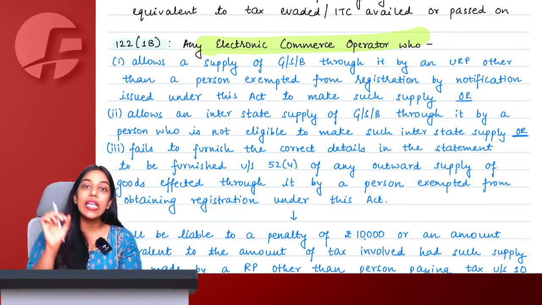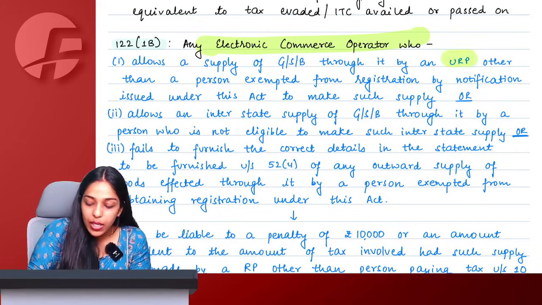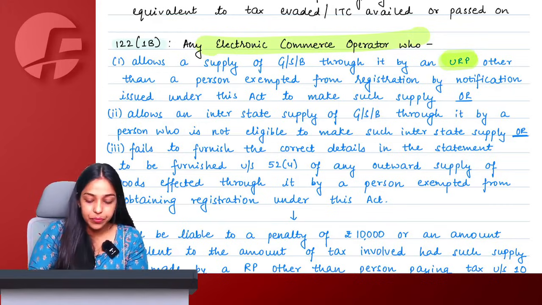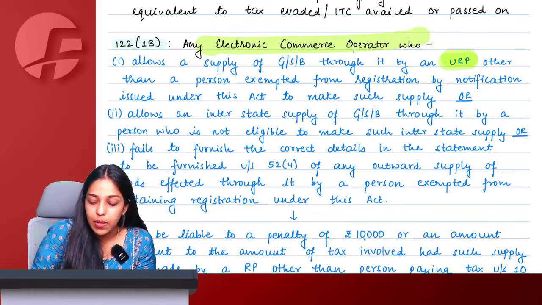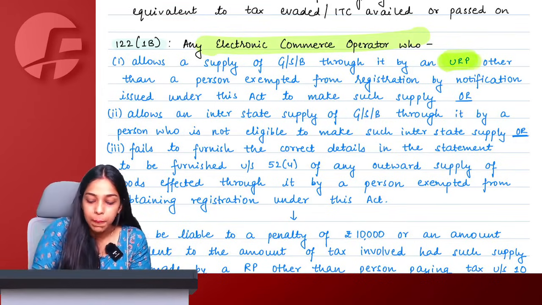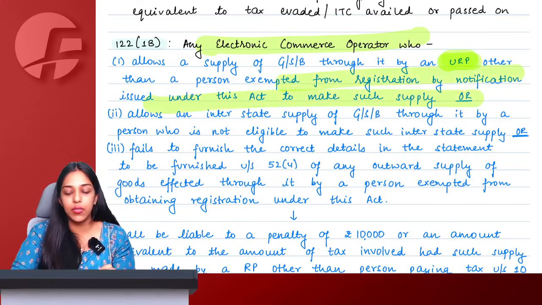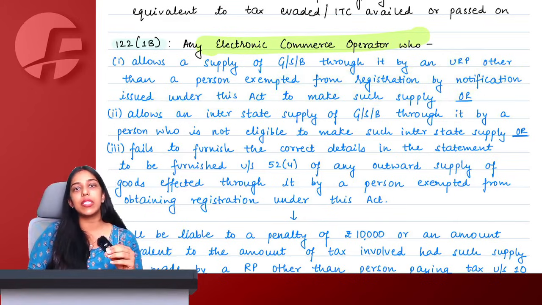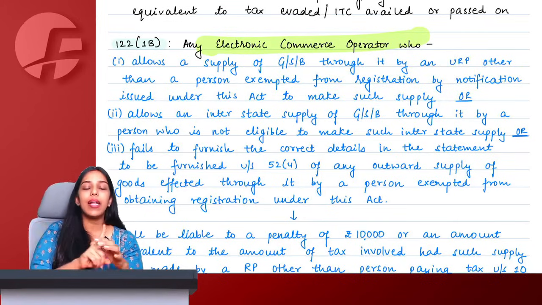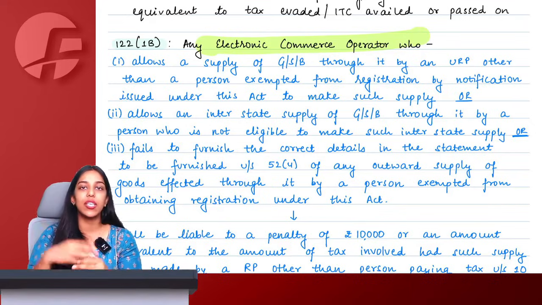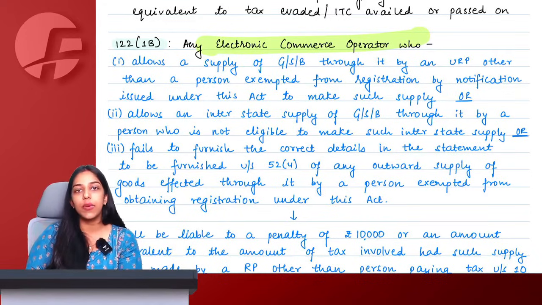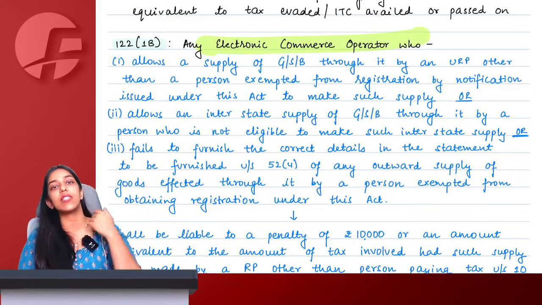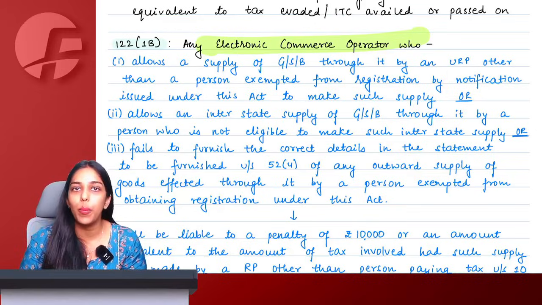So here we are saying that if an e-commerce operator allows unregistered persons to supply through them, and also allows them to do interstate supplies, so allows a supply of goods, services or both through it by an unregistered person other than the person notified, exempted. Now, the government has said that an unregistered person can supply through an e-commerce operator provided they have a PAN, they are declaring the PAN, they are not doing interstate transactions, and they are taking that enrollment number. We have studied this entire list of 8 points that you need to fulfill under section 23. If you open the registration chapter, section 23, you will find these points that you need to satisfy. Then we will allow you to supply goods through ECO as an unregistered person.